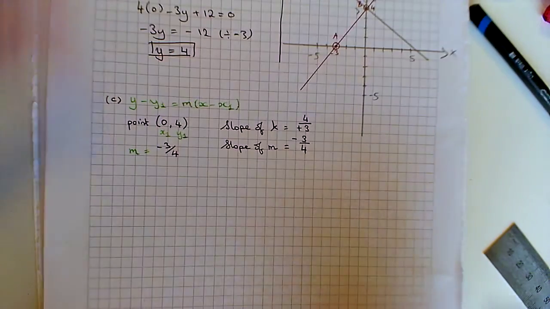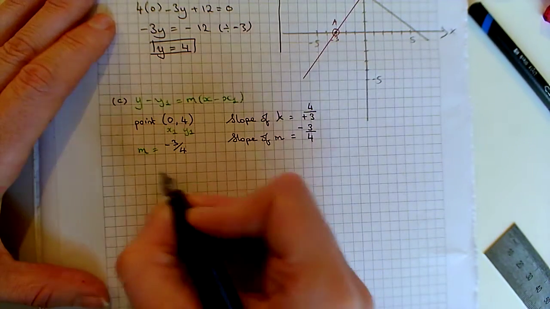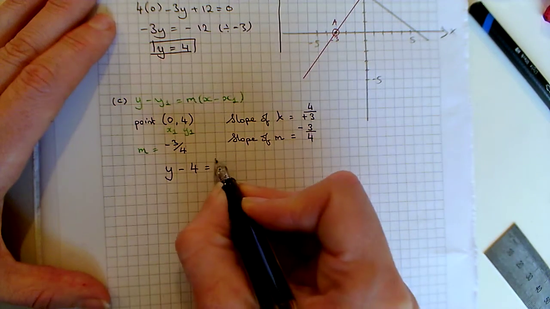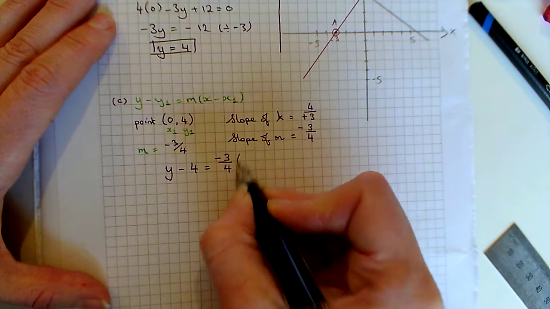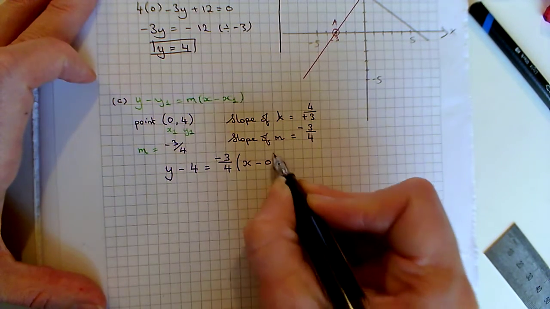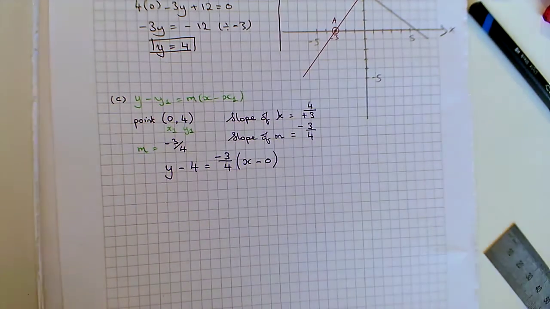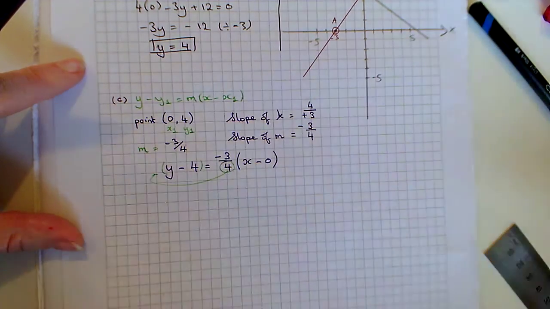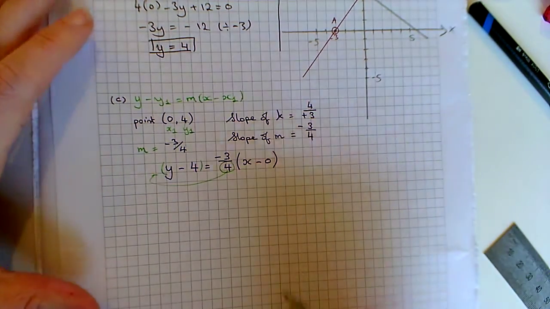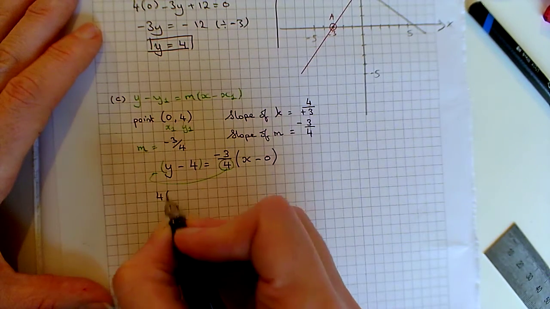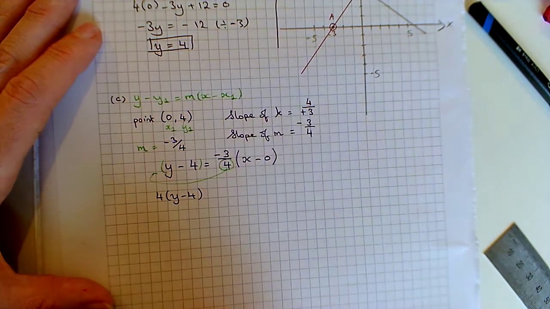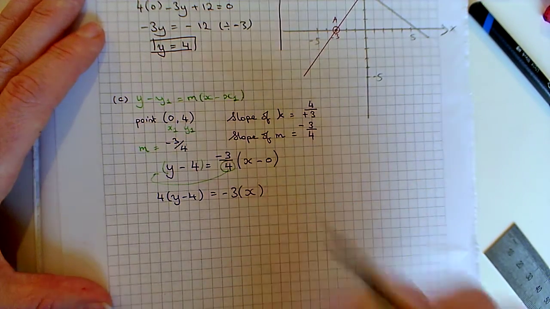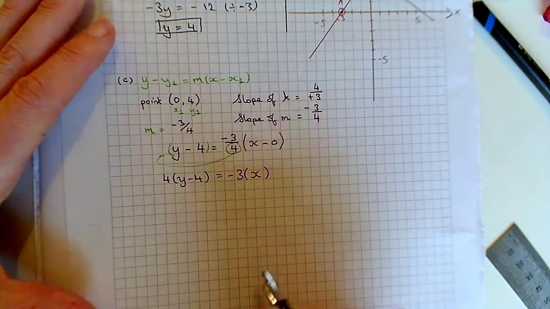So the equation of the line for m is y minus y1, y minus 4 equals minus 3/4 by x minus x1, which is 0. And our shortcut is that we multiply the y side by the 4, and we keep the top number, the numerator, on the x side. So 4 times y minus 4 equals minus 3 bracket x. Where's the 0 gone? Well, 0 makes no difference, so I can just drop it.